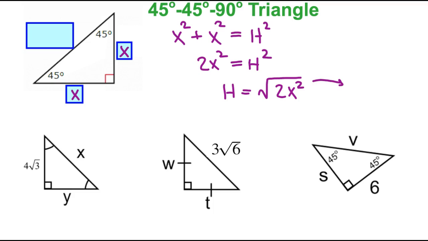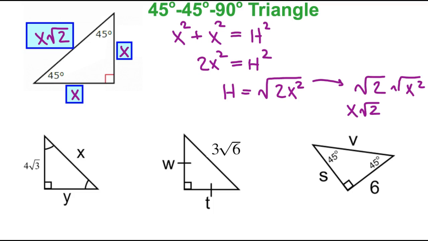But that simplifies to root 2 times root x squared. Gosh, I'm getting long with this. So root x squared is just x. So what is this? X root 2. So all that just to show you, if we use the Pythagorean theorem, that the hypotenuse is always root 2 times the leg.